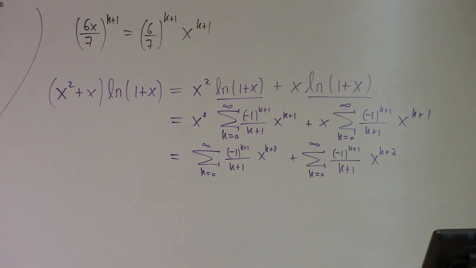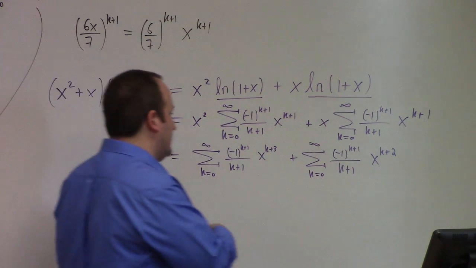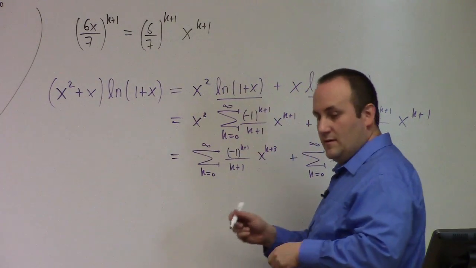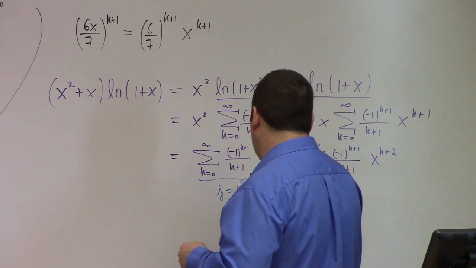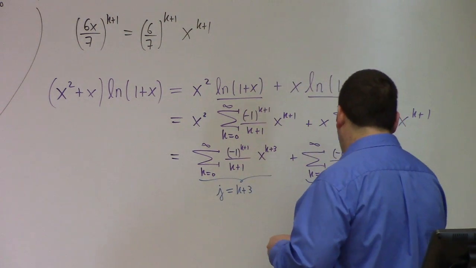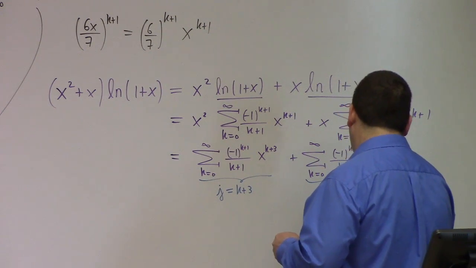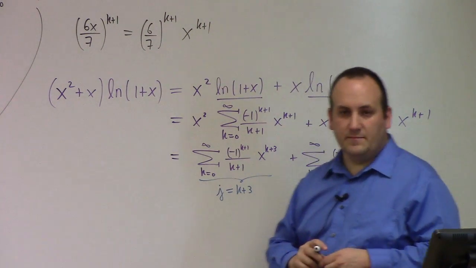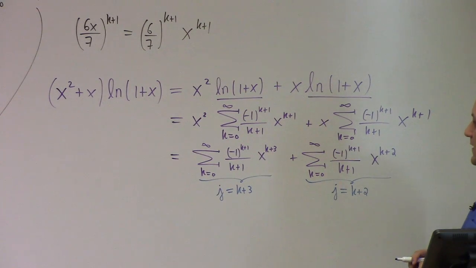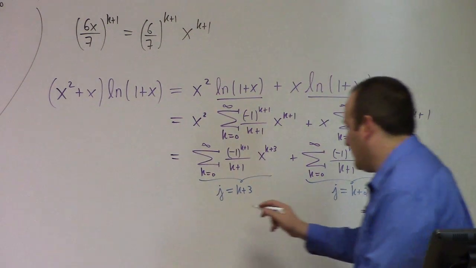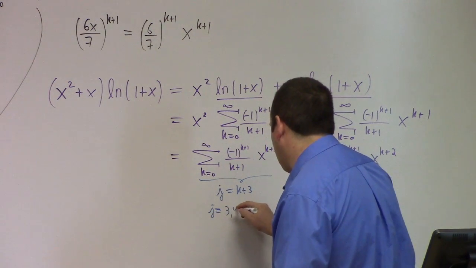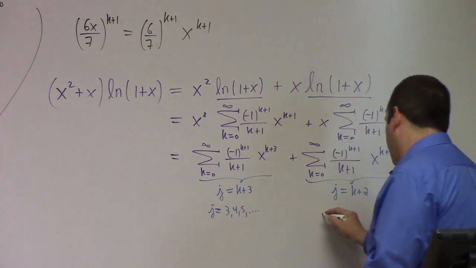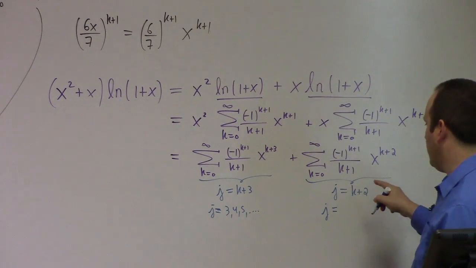What do you want to do? We need to make a substitution on both of them. Let's make them sort of meet in the middle. Let's say that here we're going to set j equal to k plus 3. And over here, we're going to set j equal to k plus 2, right? To make them have the same format. Now, j equals what here then? Looks like to me 3, 4, 5, and so forth, right? Over here, if you look at it, j starts where?